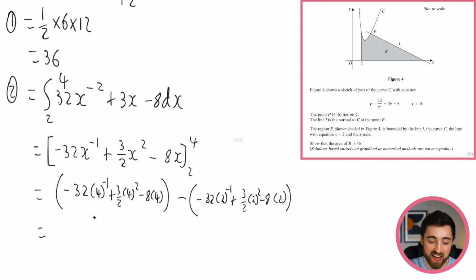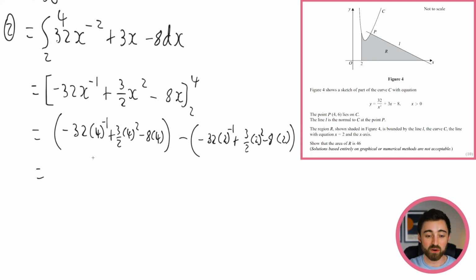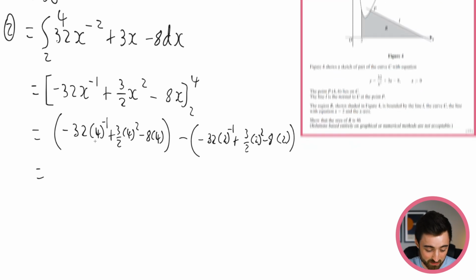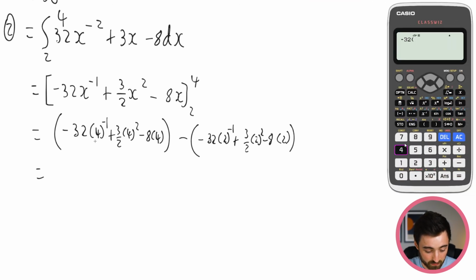So you can put this into your calculator. I'd just be careful. Sometimes, the more stuff that goes into your calculator, the higher the probability of making a mistake. So maybe I'll just work out the first bracket first. So this is going to be what? Minus 32 times 4 to the minus 1 plus 3 over 2 times 4 squared minus 8 times 4. That gives me this as minus 16.